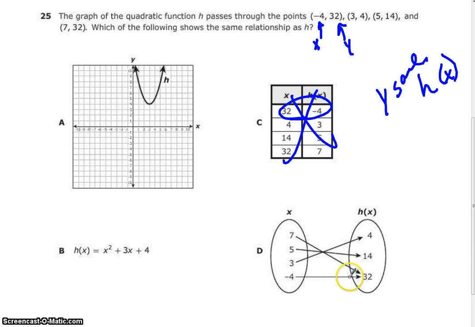I'm going to D next. From negative 4 to 32 is good. From 3 to 4 is good. From 5 to 14 is good. From 7 to 32 is good. That's good.